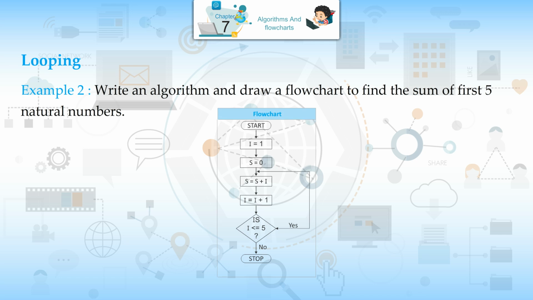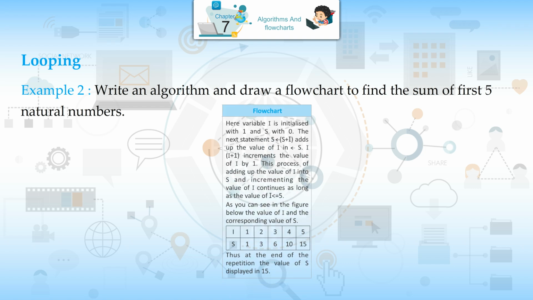Step 8. Stop. Flowchart. Start. I is equal to 1. S is equal to 0. S is equal to S plus I. I is equal to I plus 1. Is I less than or equal to 5? Yes. Go back to S equals S plus I.